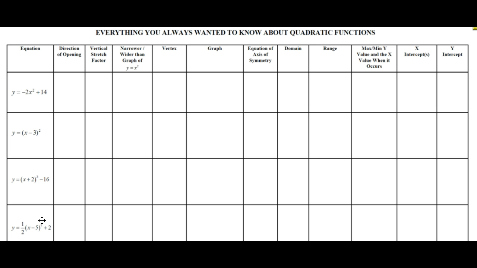So, y equals negative 2x squared plus 14, up or down? Down. How do you know? Okay, negative value in front of the x squared. Does it have a vertical stretch factor? 2. Is it narrower or wider than the graph of y equals x squared? Narrower, right? So any stretch factor greater than 1 is narrower.